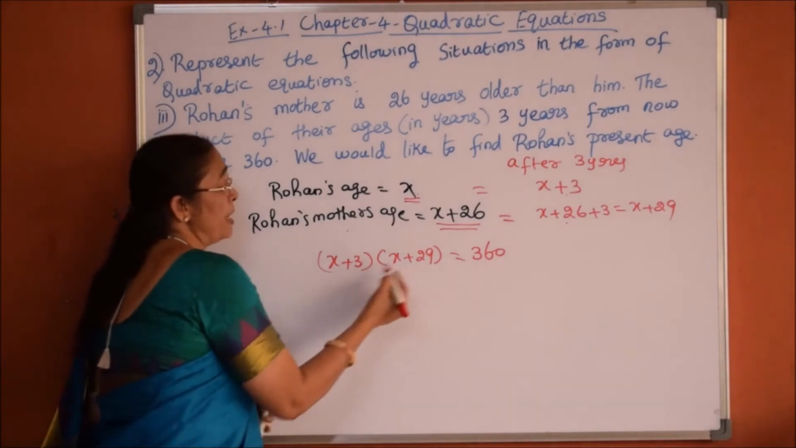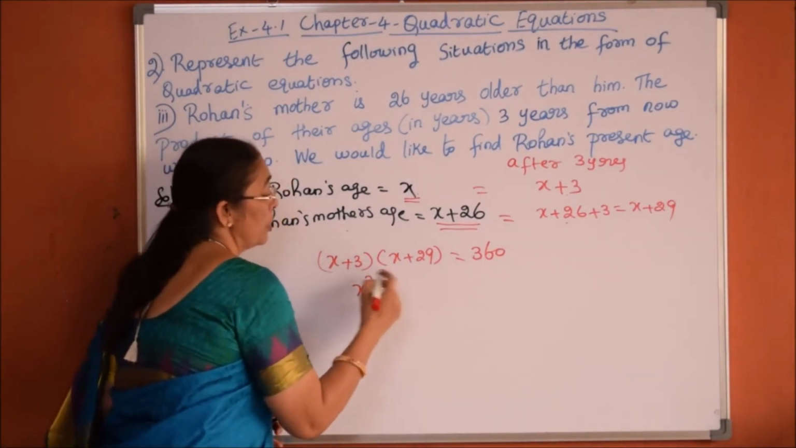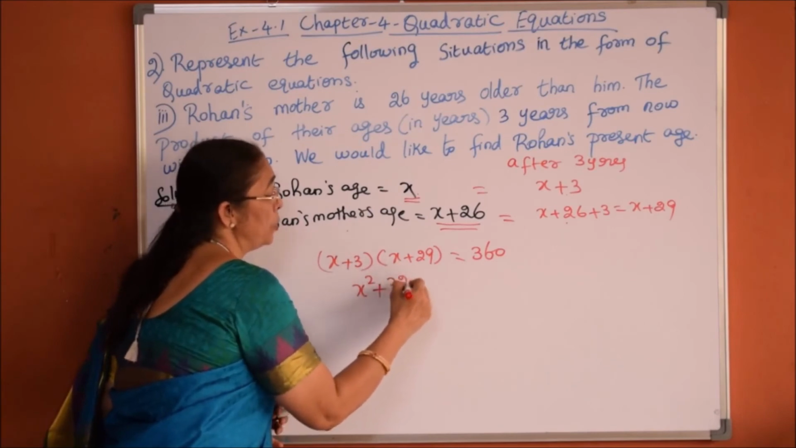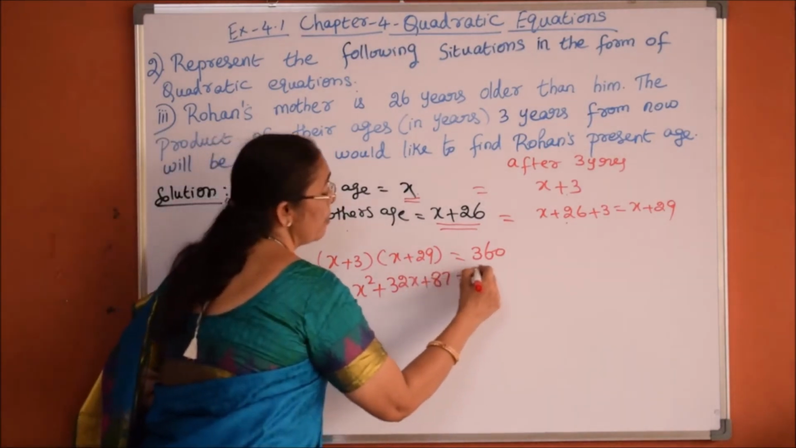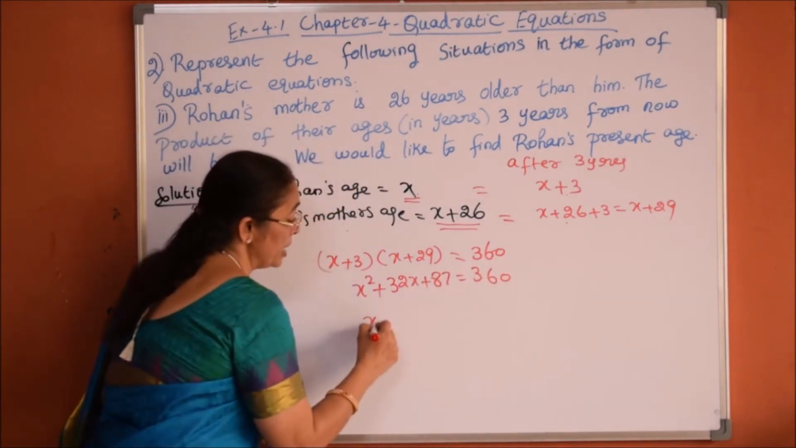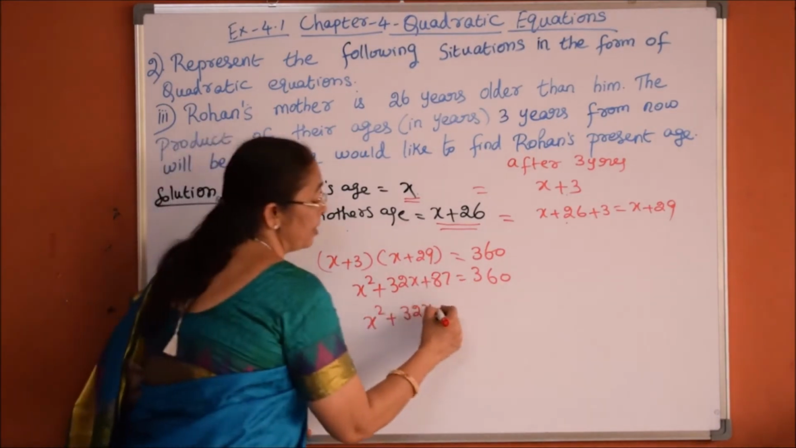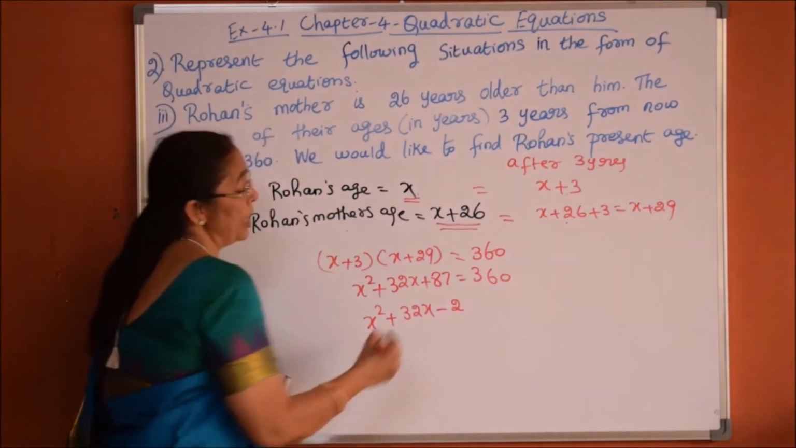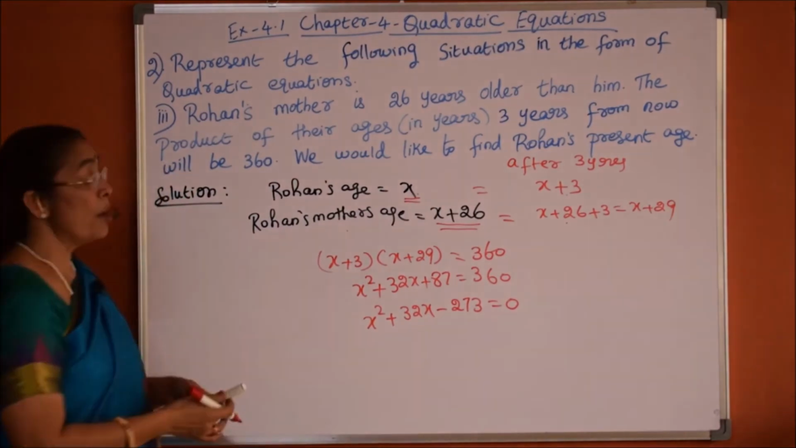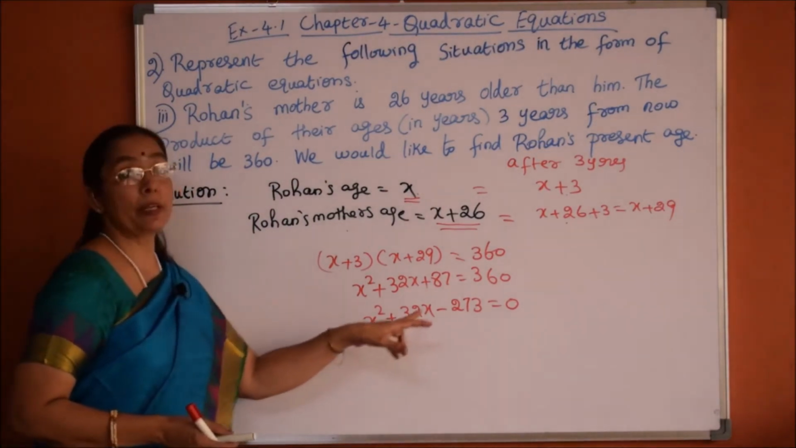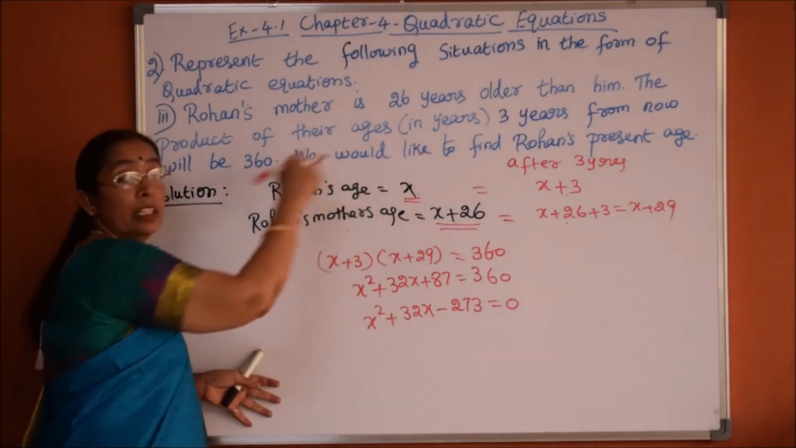So, let us multiply these two expressions, x square plus 29x plus 3x, which is 32x, plus 29 3s are 87 is equal to 360. Now it is x square plus 32x, 360 minus 87, which is minus 273 is equal to 0. Now this is in the form of quadratic equation ax square plus bx plus c. So this quadratic equation will help us to find their ages.